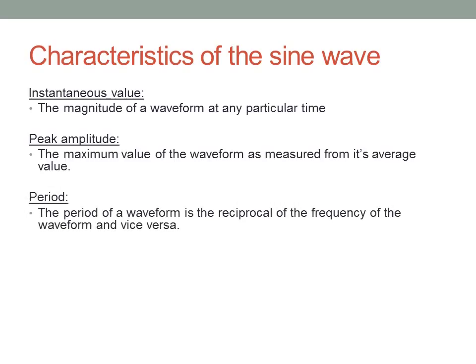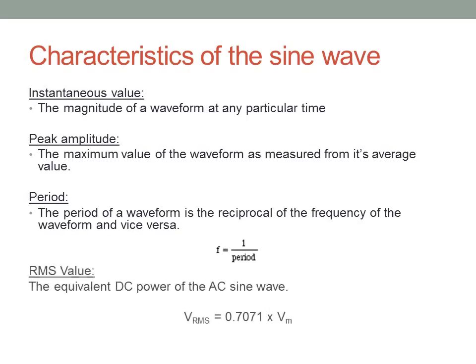The period is the total time it takes for the wave to make one full revolution. It is the reciprocal of the frequency of the waveform, and vice versa. The RMS value is the equivalent DC power of the AC sine wave. We can find this by 0.7071 times Vm.